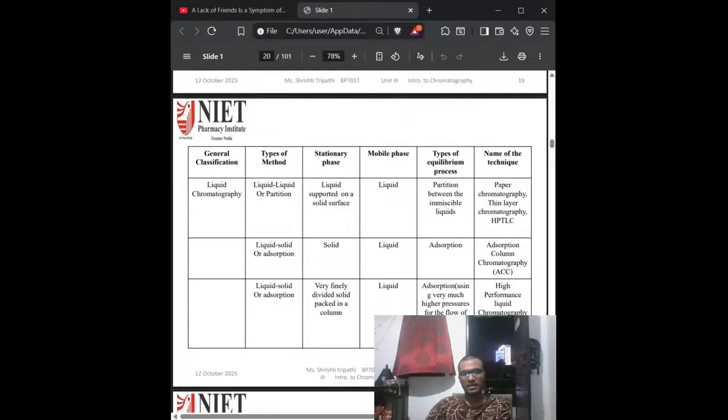General classification, types of method. Do I have to remember that? General classification: liquid chromatography, liquid or partition, liquid solid or adsorption.